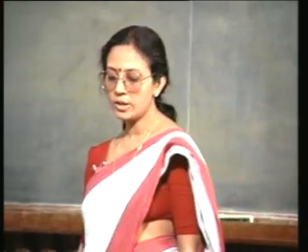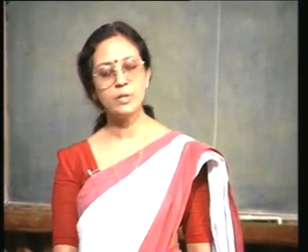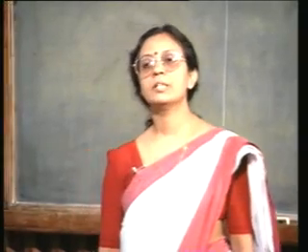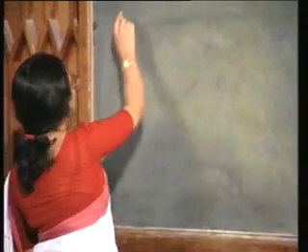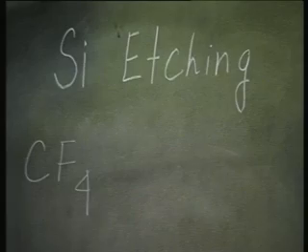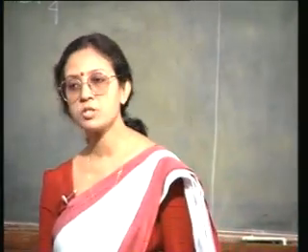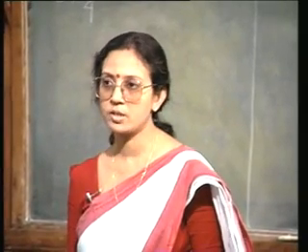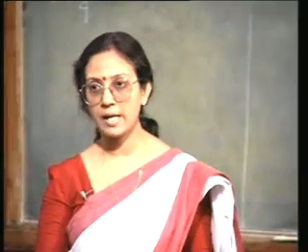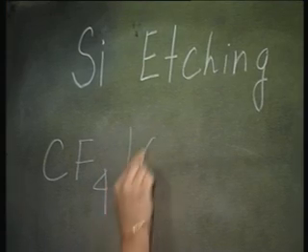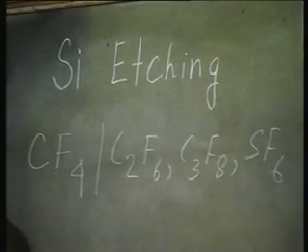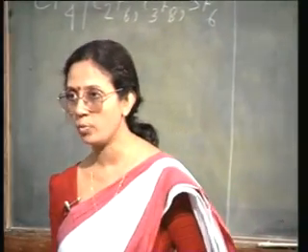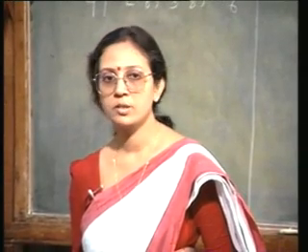Now, for silicon etching, the fluorine route has been used for a long time, very well understood, everybody knows what has actually happened. In this fluorine based etching, CF4 is most commonly used. Of course, you can use any other fluorocarbon, that is, C2F6 or C3F8, or a newer gas like sulfur hexafluoride, SF6. They all behave pretty much in the same way. So, we will focus our discussion with respect to CF4.